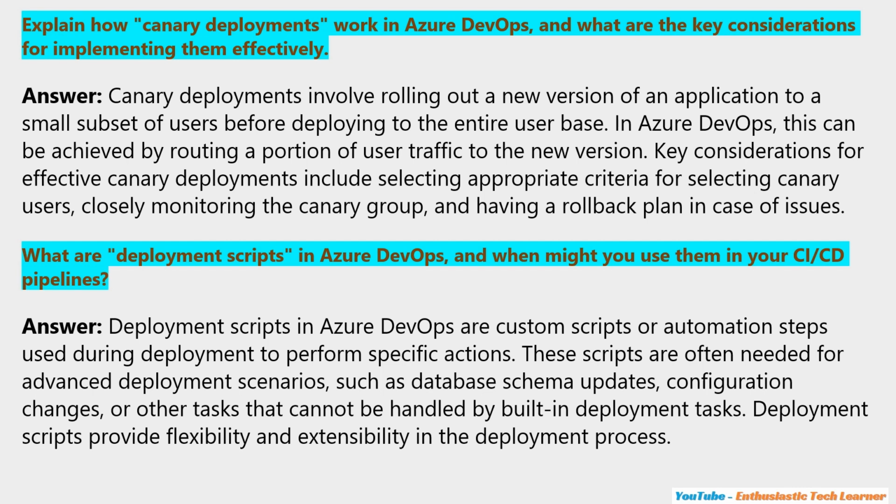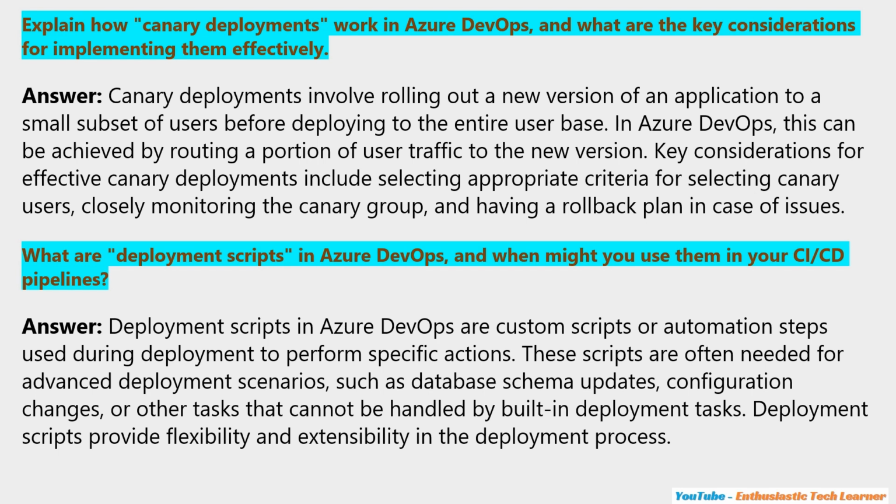What are deployment scripts in Azure DevOps and when might you use them in your CI/CD pipelines? Answer: deployment scripts in Azure DevOps are custom scripts or automation steps used during deployment to perform specific actions. These scripts are often needed for advanced deployment scenarios, such as database schema updates, configuration changes, or other tasks that cannot be handled by built-in deployment tasks. Deployment scripts provide flexibility and extensibility in the deployment process.